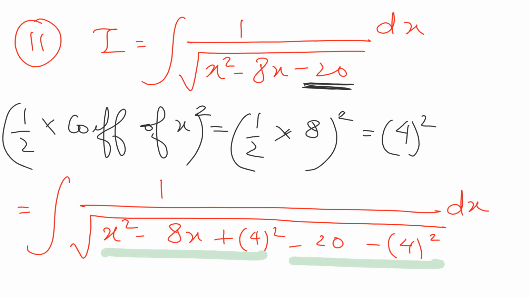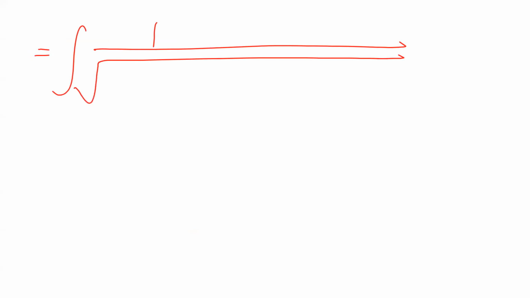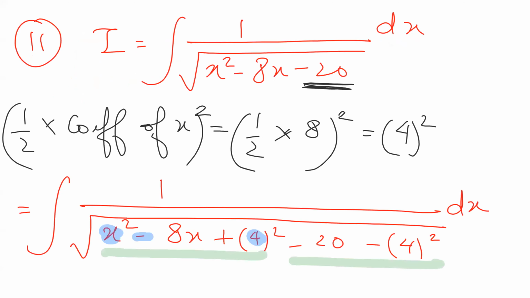Combination of the first 3 terms: x minus 4 the whole square. Combination of the last 2 terms: it is minus 36. It is pretty clear.